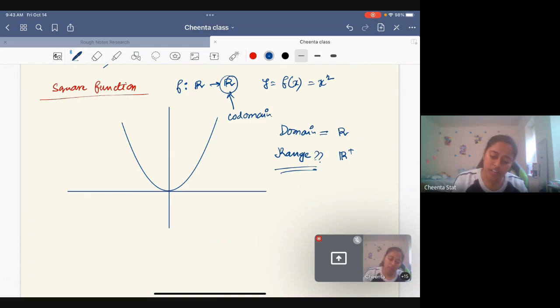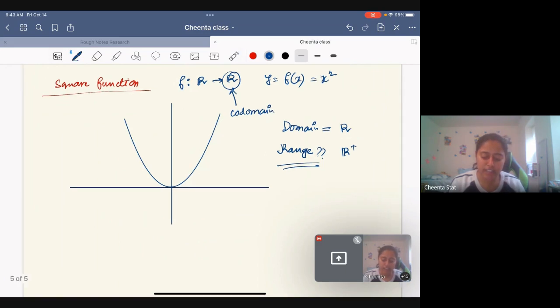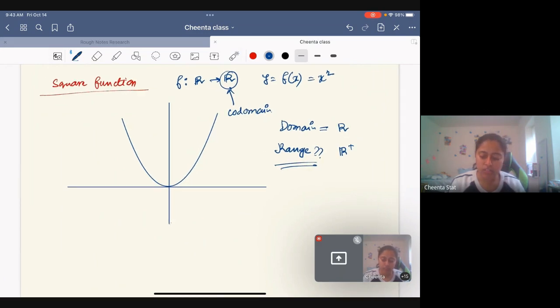Because, of course, you know that this function is not valid in the negative part of y. So it can take values only in this upper range. Where is the pointer? Okay. So in this range.